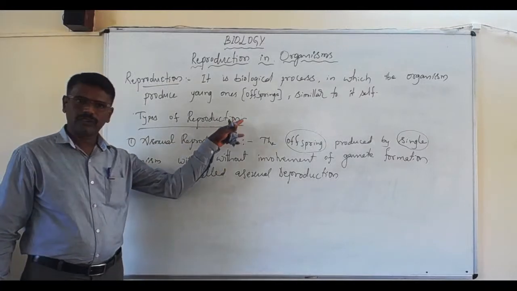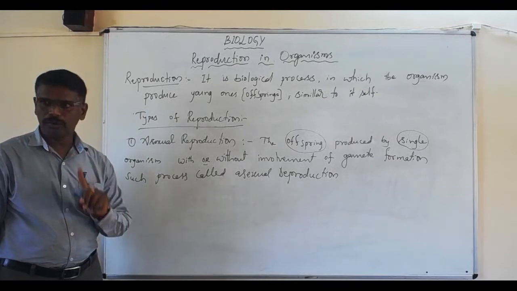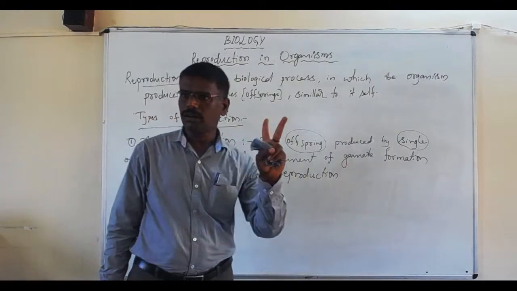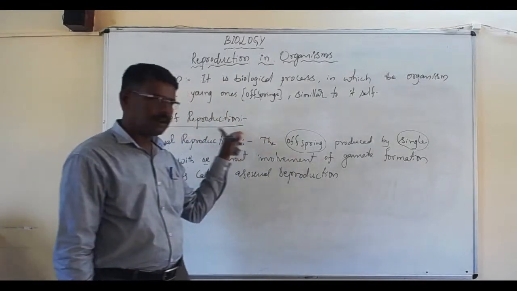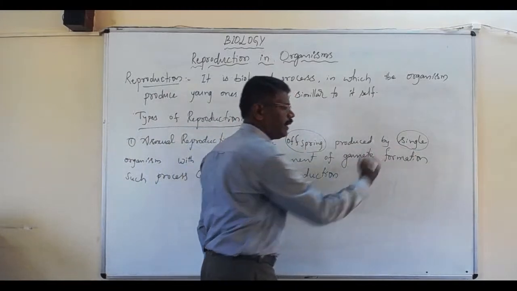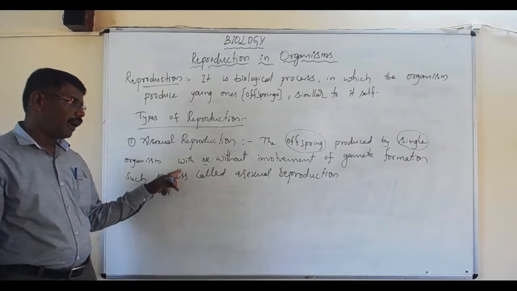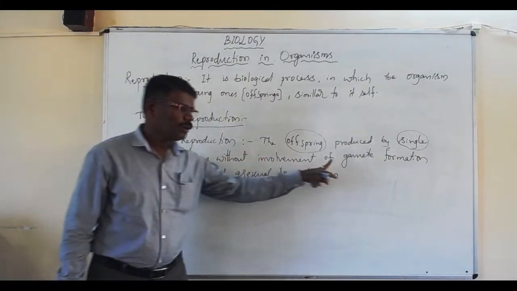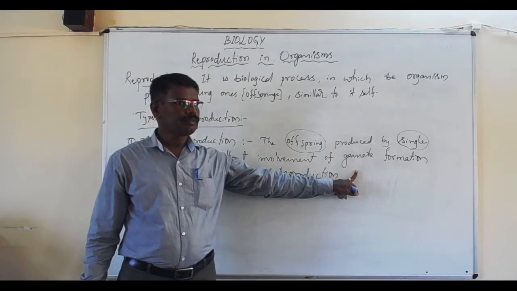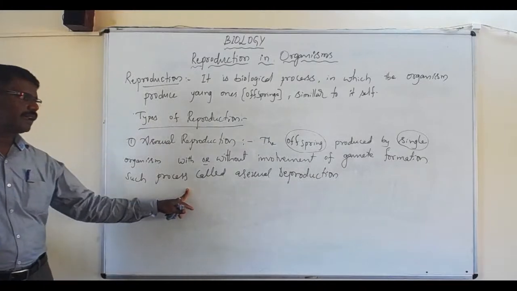So primitively, reproduction is of two types, that is asexual reproduction and sexual reproduction, based on the involvement of one organism or two organisms. In the first one, asexual reproduction, the offspring are produced by a single organism, either with or without gamete formation. Got it? Such a process is what we call asexual reproduction.